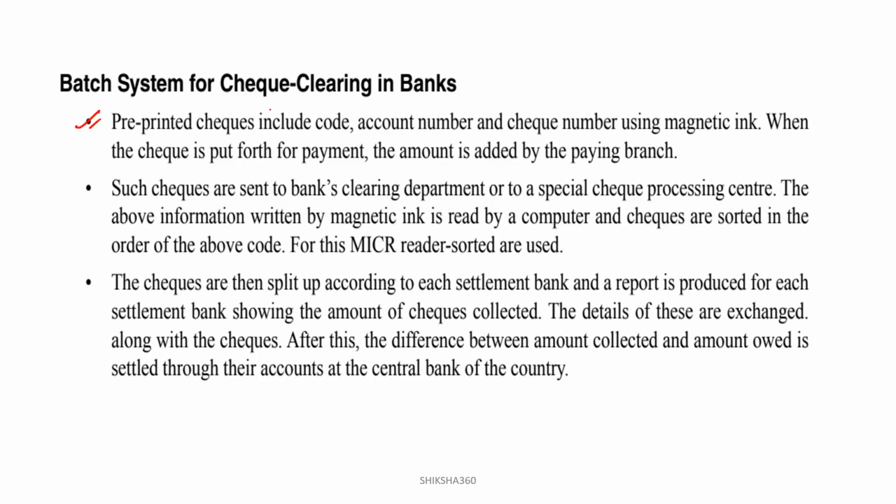So there are pre-printed checks, including the code, account number, and check number, using magnetic ink. When the check is put forth for payment, the amount is added by the paying branch. Clear?